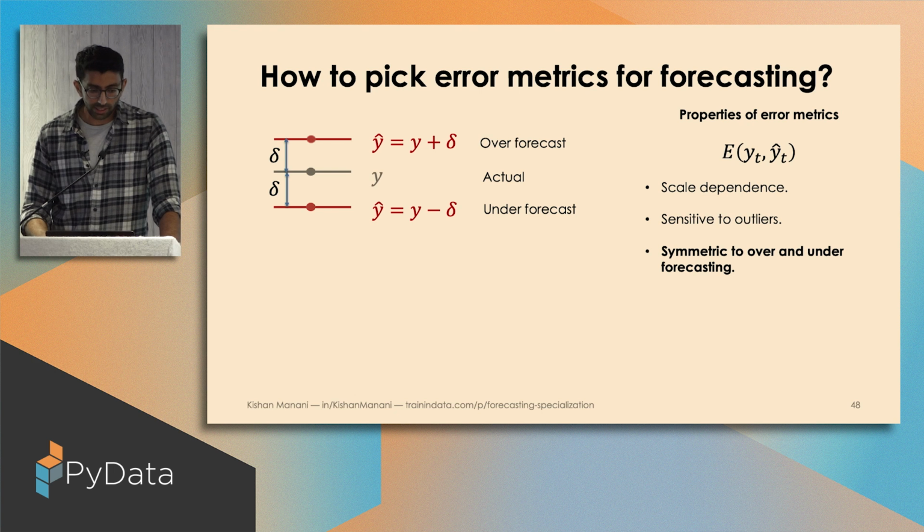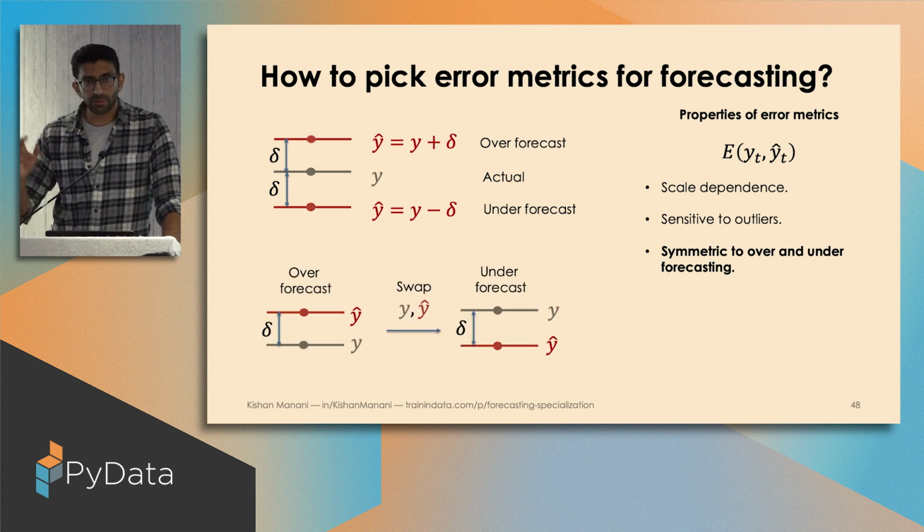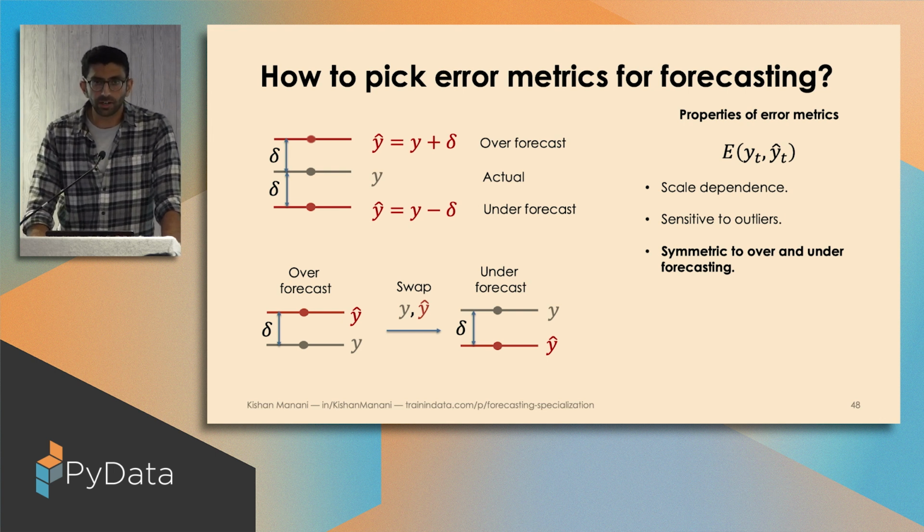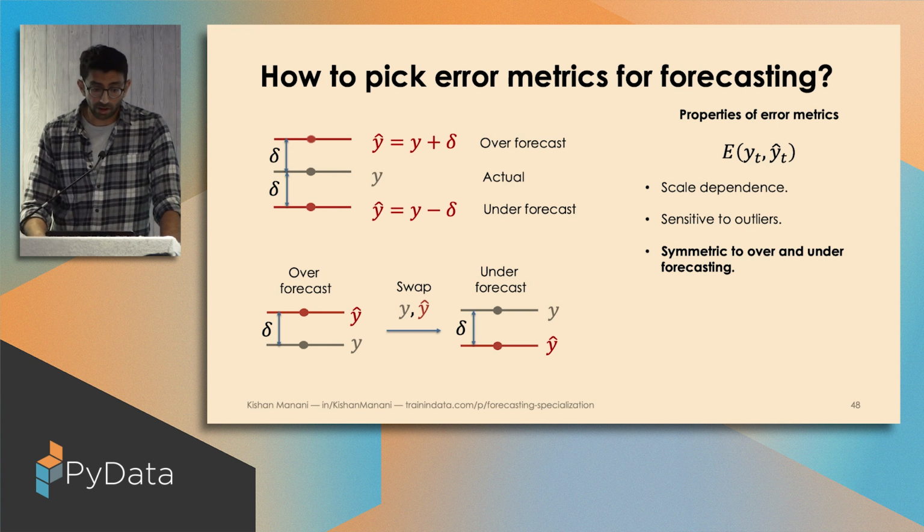Symmetry to over and under forecasting, and there are actually two different ways that this can happen. One is where the forecast is an equal amount above and below the actual value, and you want your error metric to give you the same magnitude error, irrespective of whether you're below or above. The other one is if you keep the magnitude of the error between the forecast and actual values fixed, and you swap the actual and forecasted values. So there are two different senses in which a metric can be symmetric to over and under forecasting, and we'll find that some are symmetric to both, some to one, and some to neither.